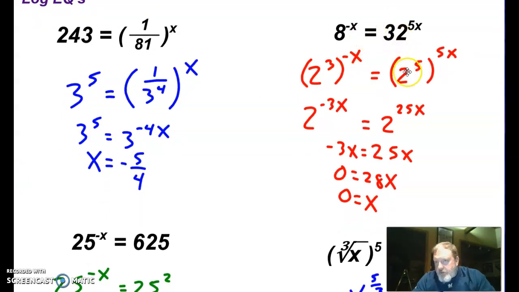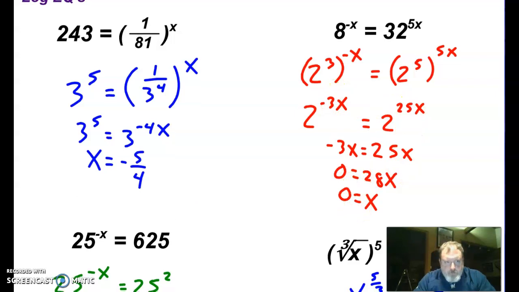I cannot write 32 as a power of 8, but they're both powers of 2. So 2 to the 3rd to the negative x, 2 to the 5th to the 5x. So we multiply. And so negative 3x is equal to 25x. And as we solve, we get x equal to 0.